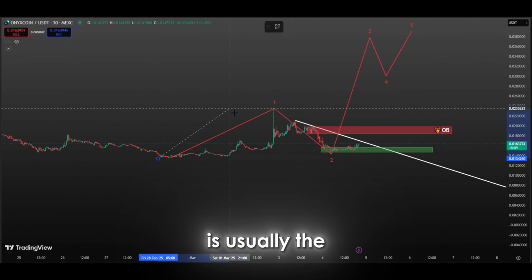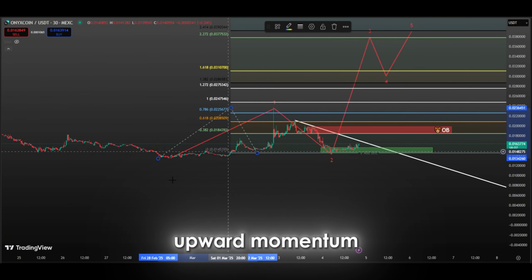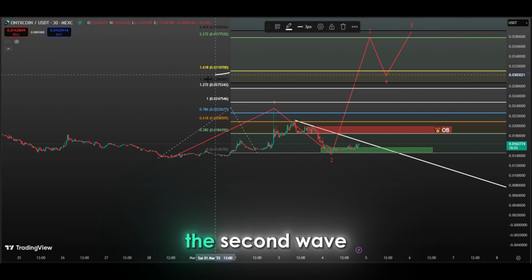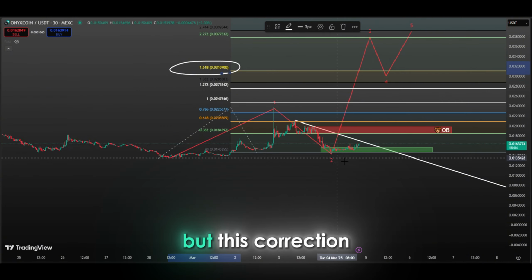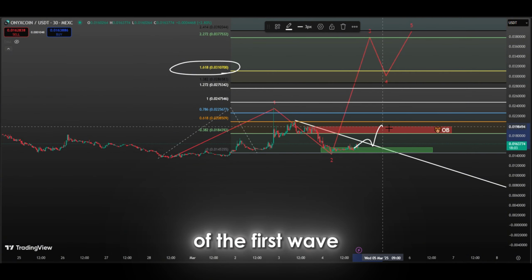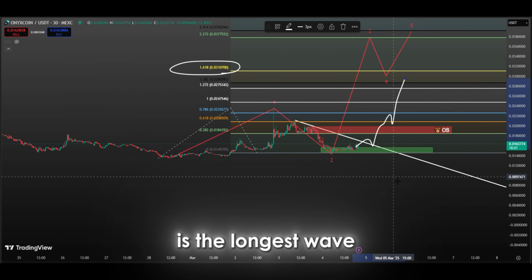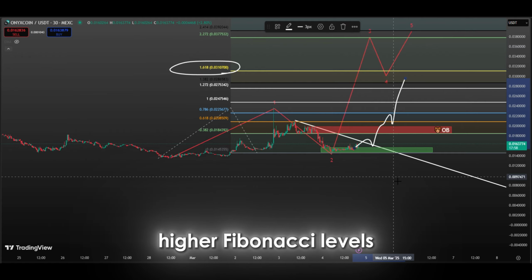The first wave is usually the first move where the market starts a new trend, and the price gains a small upward momentum. Then comes the second wave and a correction move takes place. The second wave usually develops in the form of a pullback as traders take profits, but this correction never goes below the starting point of the first wave. The third wave comes suddenly and is the longest wave. And people panic buy when the third wave comes. So the third wave should come in at a minimum of 1.618, but it could go to higher Fibonacci levels.